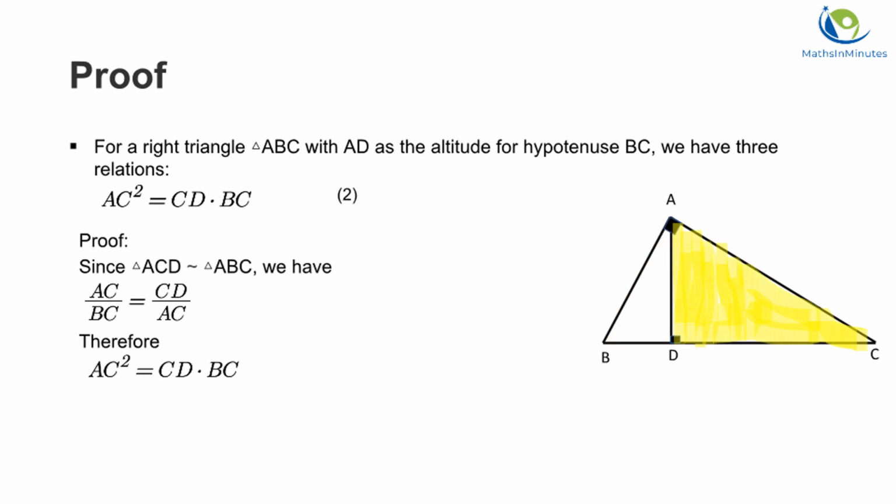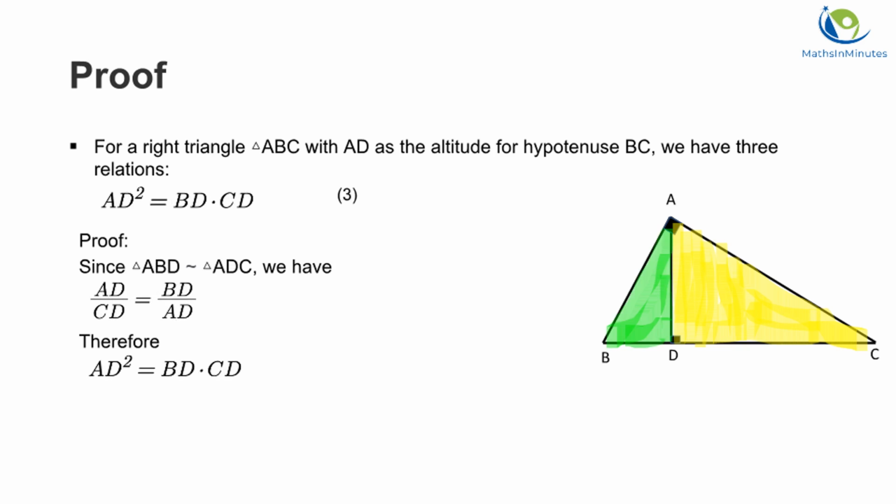Next, let's prove relation 2. Since triangle ACD is similar to triangle ABC, we have AC over BC is equal to CD over AC, which can be converted to AC square is equal to CD times BC, thus we prove relation 2.